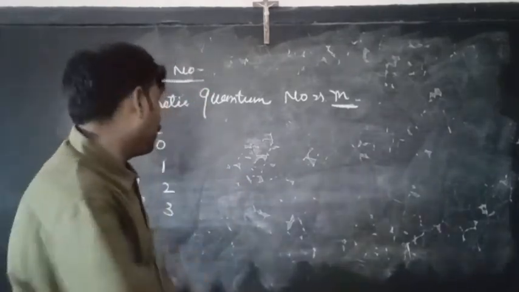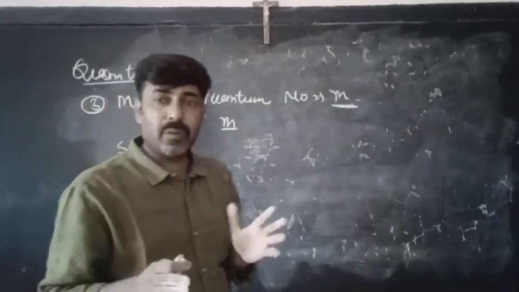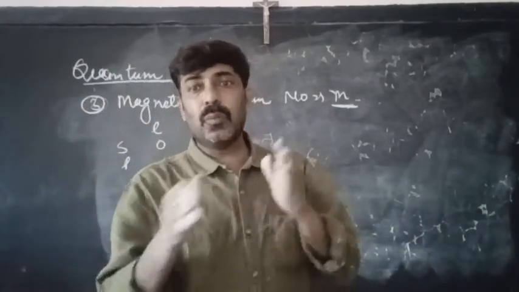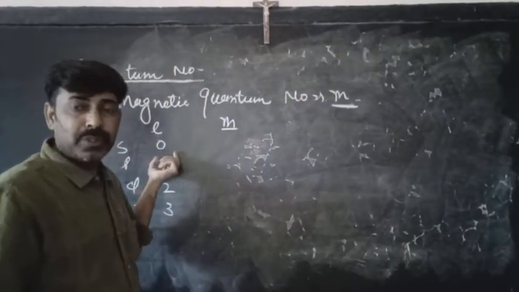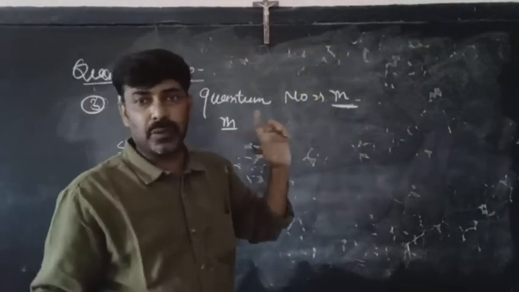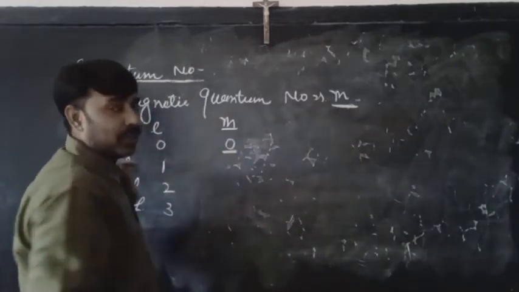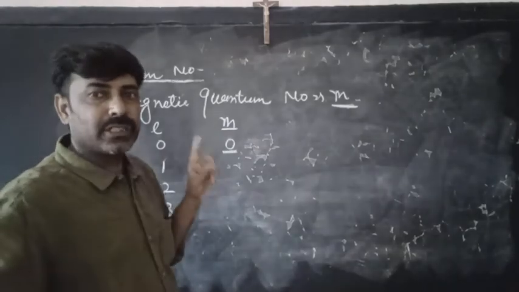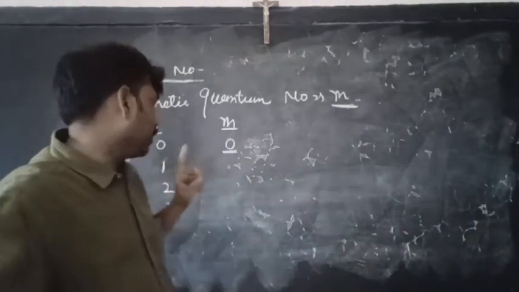So for the S, P, D, F subshells, the azimuthal quantum number is 0, 1, 2, 3. Then what will be the magnetic quantum number? As we have already told you, the magnetic quantum number will be minus L to plus L including 0. For the S subshell, L is 0, that means from minus 0 to plus 0, that is only 0. So there is only one magnetic quantum number for the S subshell, suggesting only one orientation is there for the S subshell.